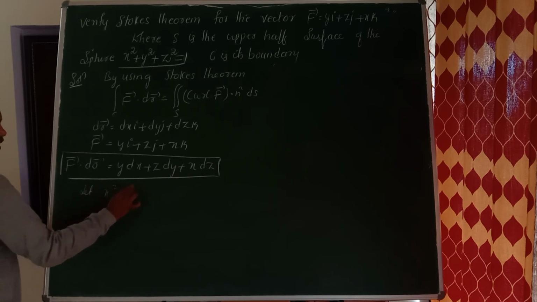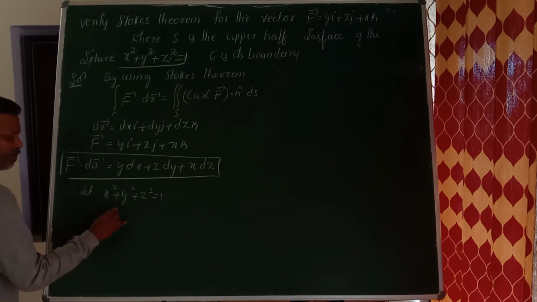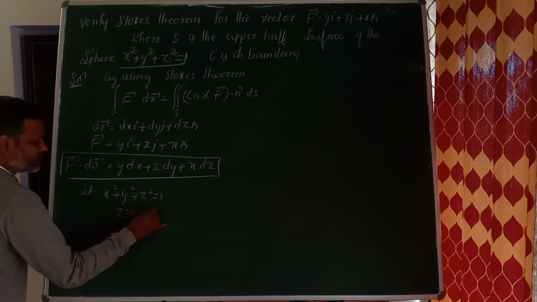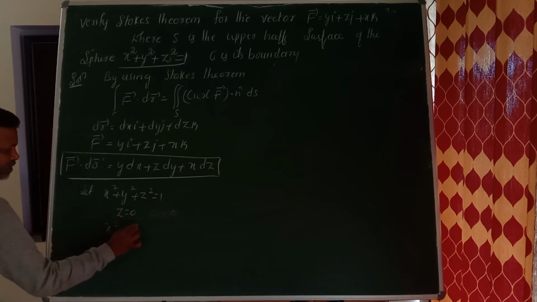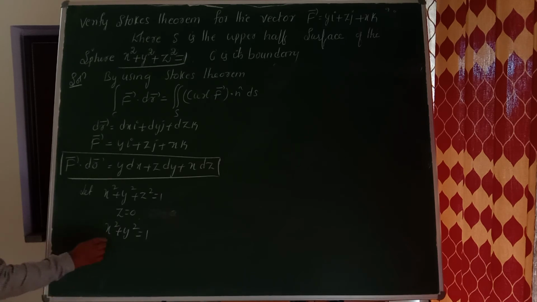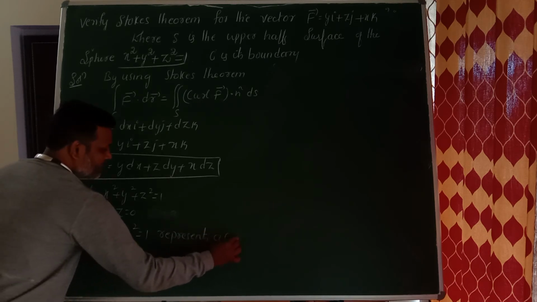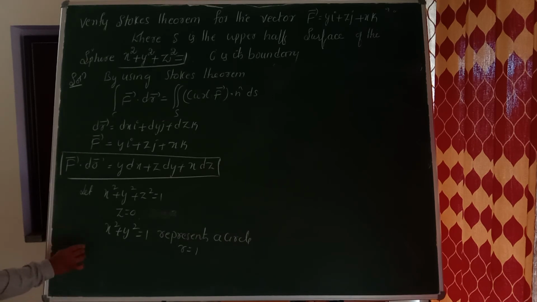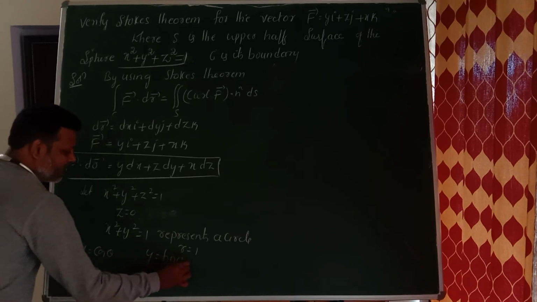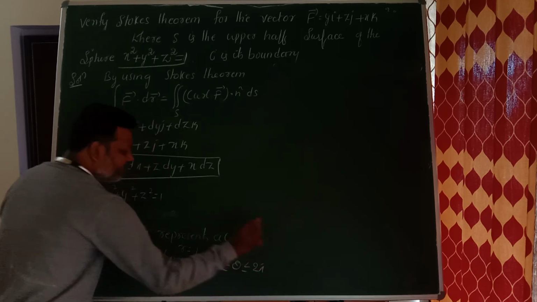x squared plus y squared plus z squared is equal to 1. Since the curve is a plane, make z is equal to 0. Therefore, C is a circle. Okay, z is equal to 0. To make z equal to 0, x squared plus y squared is equal to 1, as you know that. So it represents a circle, with r equal to 1 here. Okay, radius is 1. Take the parametric equation as usual. x is equal to cos theta, y is equal to sin theta, and since it is a circle, theta varies from 0 to 2 pi. Am I right? This is the boundary condition.